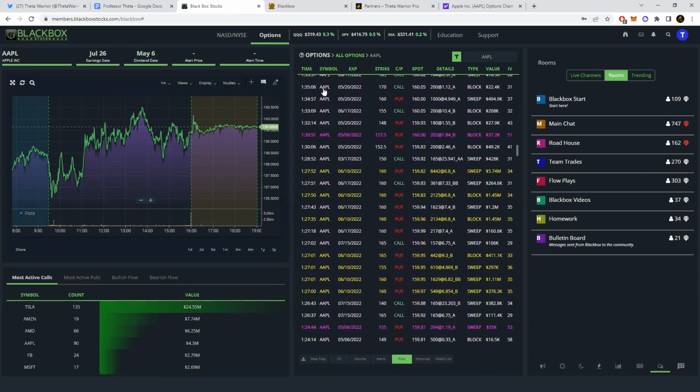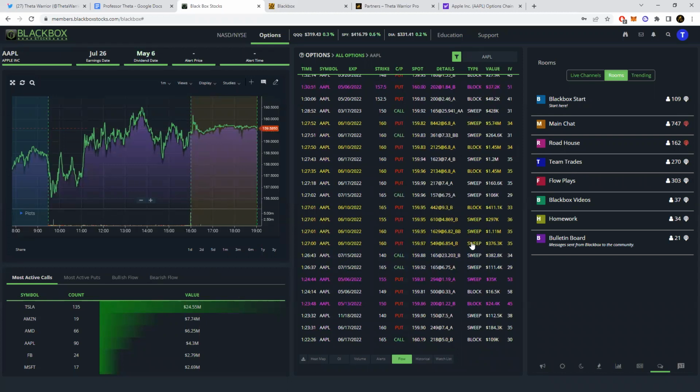White is going to mean open interest not exceeded. Purple means open interest has been exceeded through multiple trades. Yellow means open interest exceeded in one single trade. Okay, and you can see it all. This is it right here.